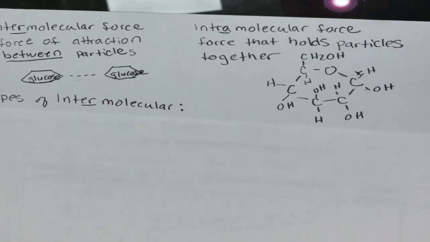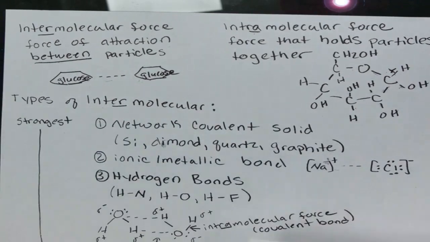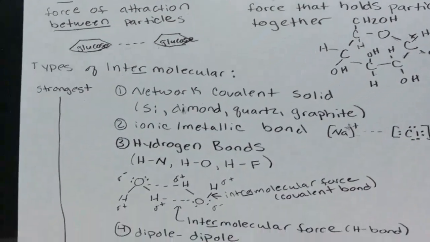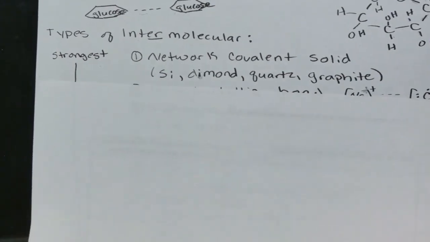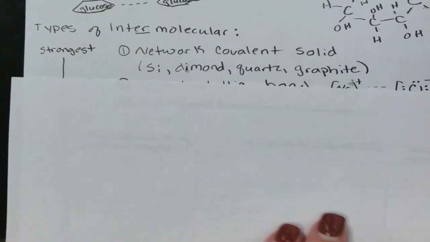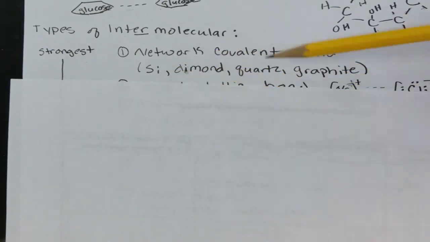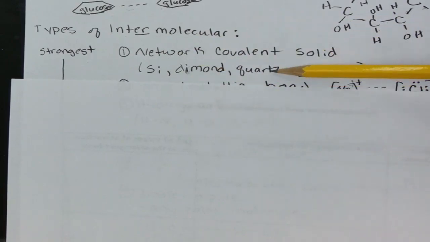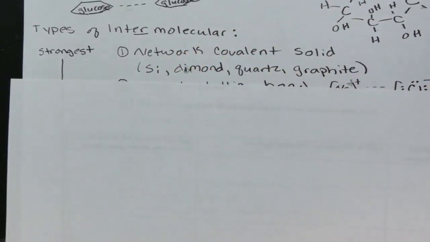So let's look at the different types of intermolecular forces. And we're going to list these from strongest to weakest. So our first type of intermolecular force is a network covalent solid. This is going to be compounds containing silicon, diamond, quartz, which I spelled diamond wrong. All right, quartz and graphite.